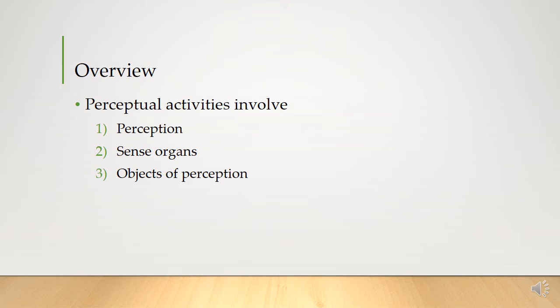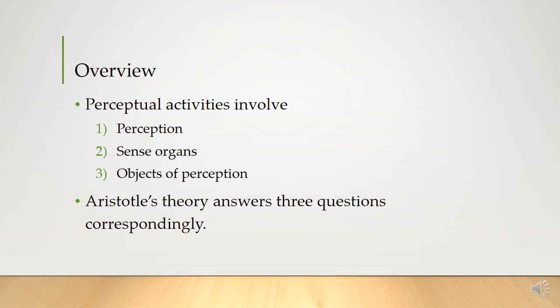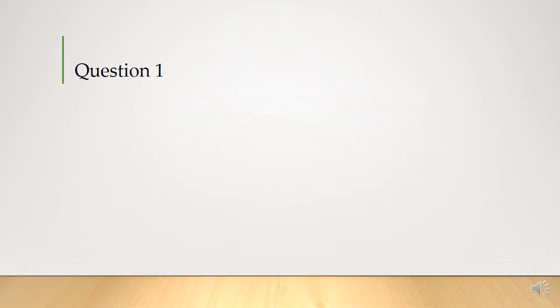A theory of perception has to give an account for these three components in perception. Therefore, Aristotle's theory answers the three questions correspondingly. The first question for Aristotle's theory of perception is, what is perception? For example, what is it for you to perceive a red tomato?